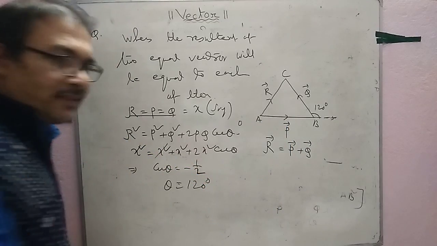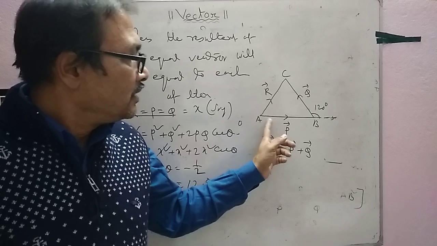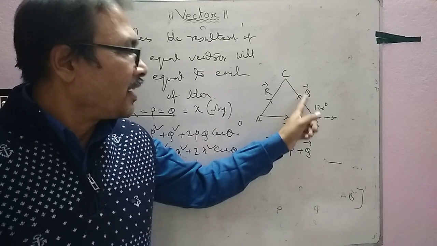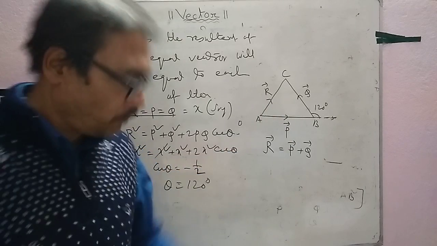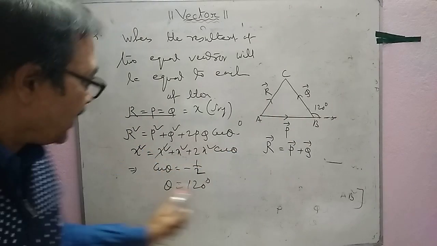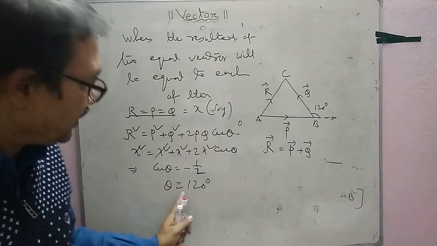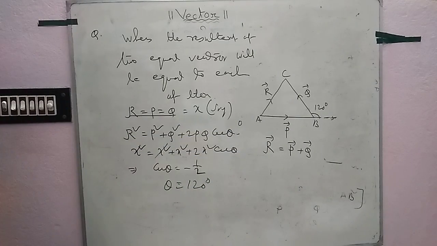Three vectors, the two sides of a triangle, equilateral triangle, represented by the two vectors, the third side taken in opposite order. Okay, so this is the figure. Cos theta equal to 120 degree.